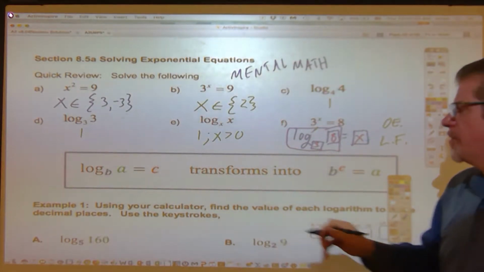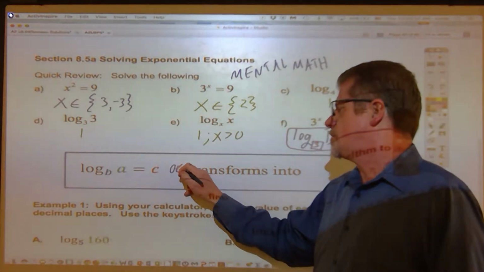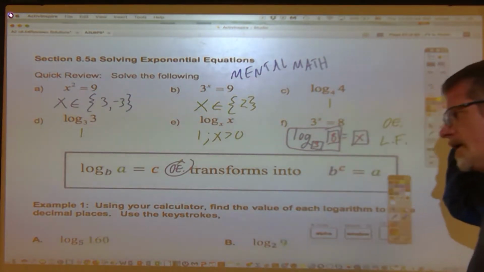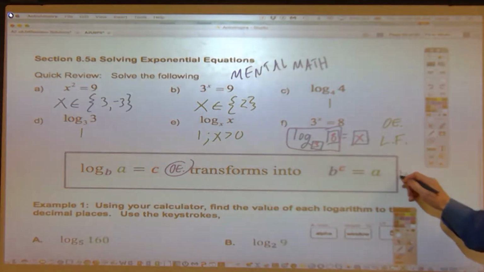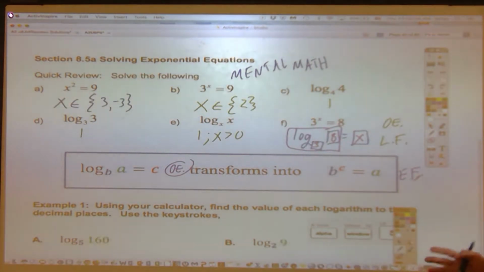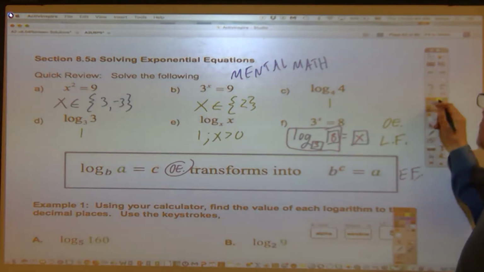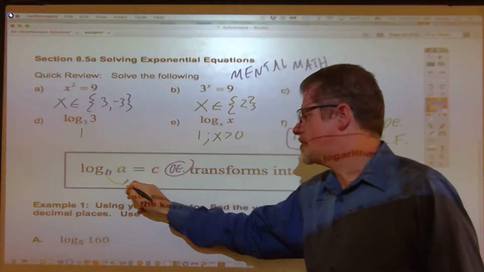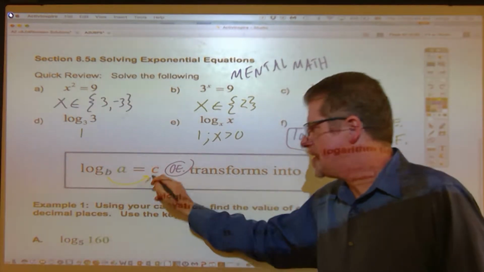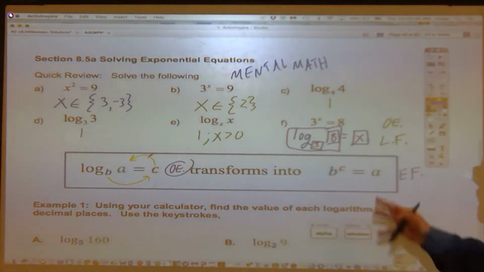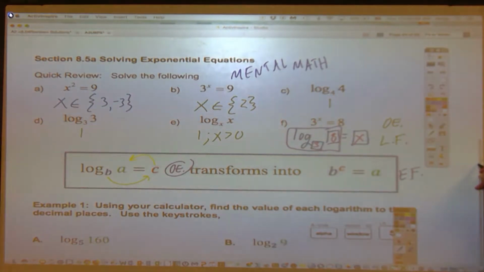Now remember, if this is the original equation, then EF, the exponential form of the equation, would be b to the c equals a. Using these two arrows, the arrow thing tells us that b to the c equals a. We're using that to solve equations today.